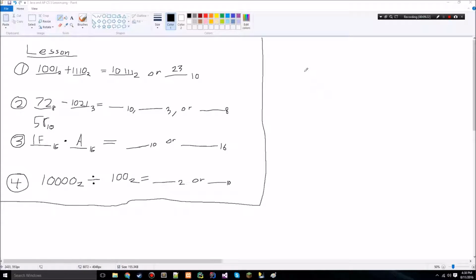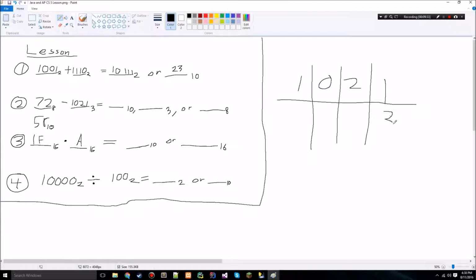Alright, let's make the chart for the number that is in base 3. So we have 1021. Let's write the powers: 3 to the 0, 3 to the first, 3 squared, and 3 cubed. We evaluate these exponents: 3 to the 0 equals 1, 3 to the first equals 3, 3 squared equals 9, 3 cubed equals 27.